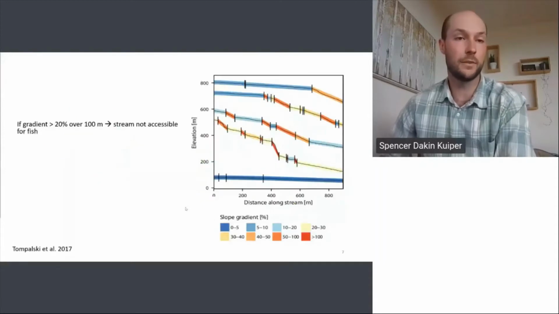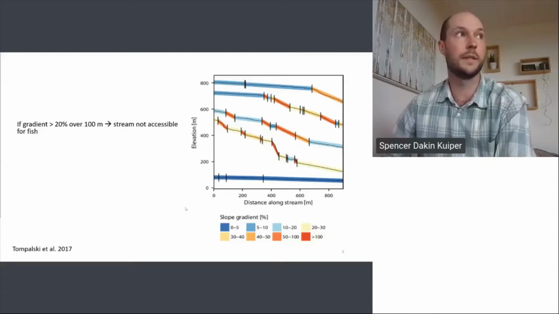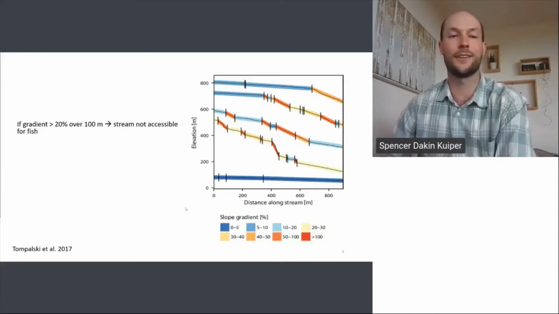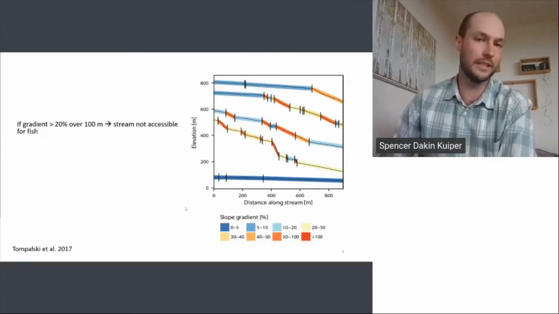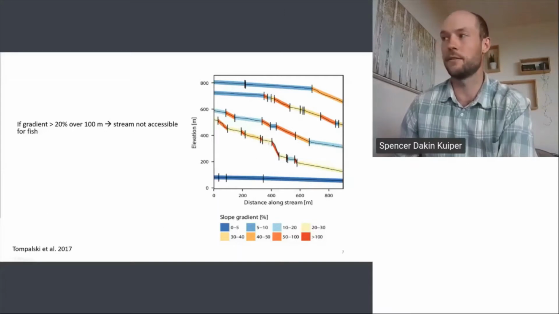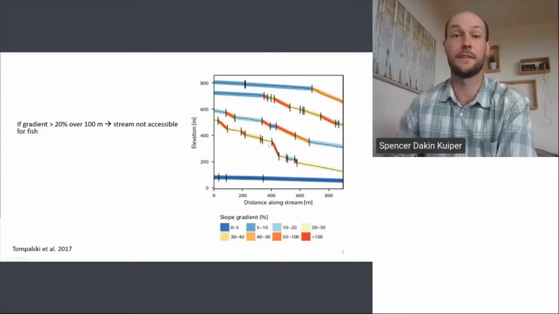Once we overlay this with a LiDAR-derived digital elevation model, we can then see how the profile of the stream changes over distance. And in British Columbia specifically, it's important to note that if the gradient is greater than 20% over 100 meters, then we deem that stream not accessible for fish. So you can see in the little graph here, the red is where that slope gets quite large over a specific distance.